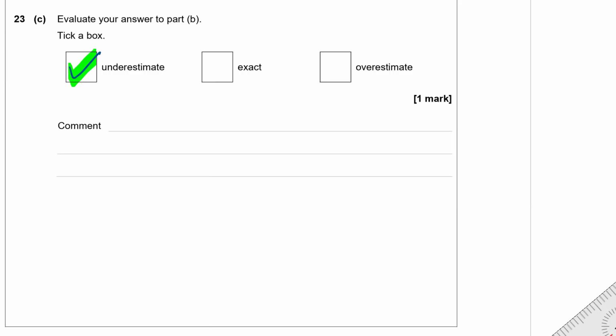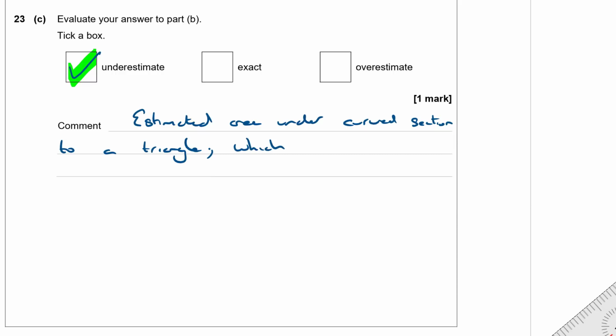We need to write a comment with that, so what did we do? We estimated the area under the curved section to be a triangle, which was less than the area under the curve. Okay.